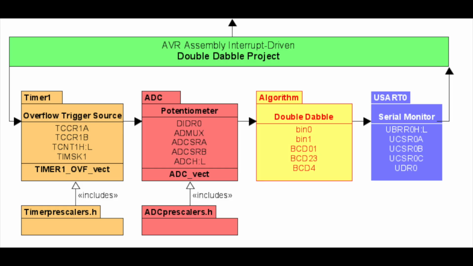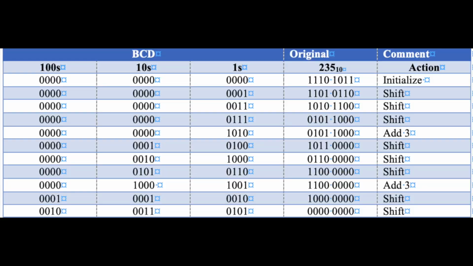And next is reading the analog input from A5, which is where the potentiometer is, to convert the analog voltage to a digital binary value, which also uses a set of predefined variables, and that is the input to the Dabble algorithm, also known as the shift and add 3 algorithm, which will convert the 10-bit binary value into a 5-bit BCD value. And finally, that will be printed onto the serial monitor using serial communication.